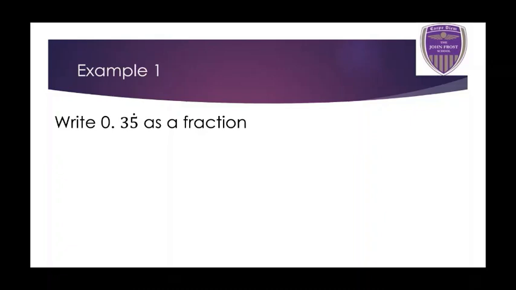So, first example, we want to write 0.35 recurring as a fraction, okay? So, first of all, we're going to let x equal 0.35 recurring. Now, take a note this lesson, the dot is only above the number 5, okay? So to write that out, we would write 0.3 and then only the 5 repeats itself, okay? And that's because the dot is only above the number 5, okay?